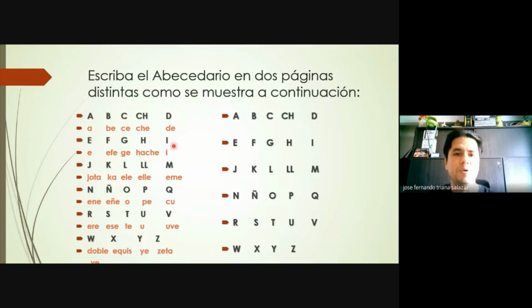And then we have I. So until this point, we have A, E, I. We have 3 vowels, right? J. J. But J in Spanish sounds more like, check this out. Do you notice the sound?